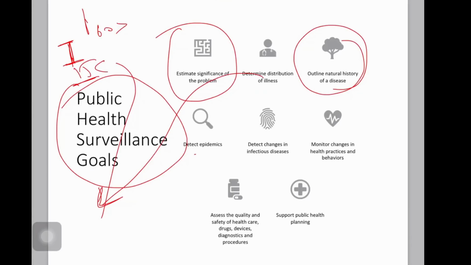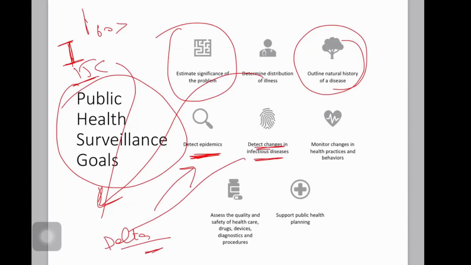Then detecting the epidemics, right? Early detection, detecting the change in infectious disease, like you see different variants. We have the Delta, and now some more variants from the Delta. Monitor changes in the health practice and behavior. Overall, check how it's going over there in the healthcare system.